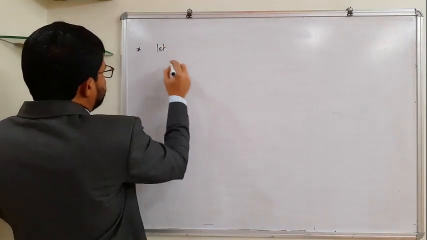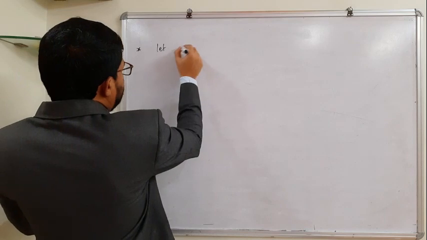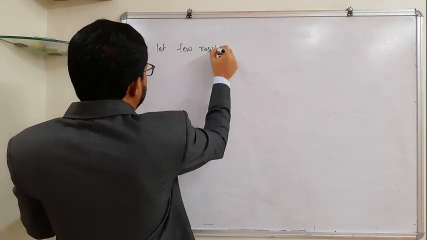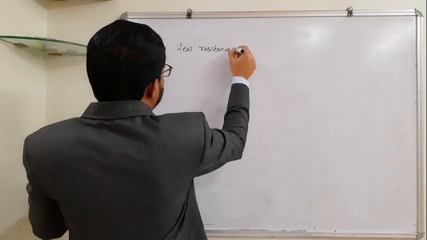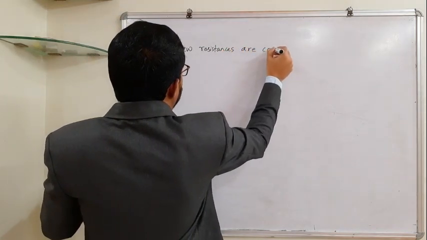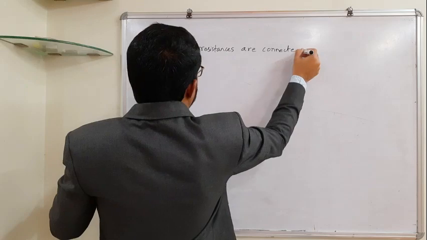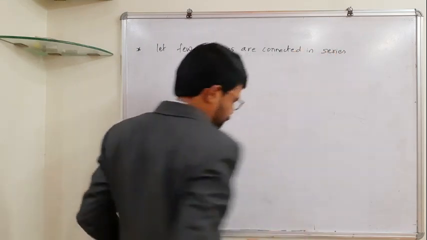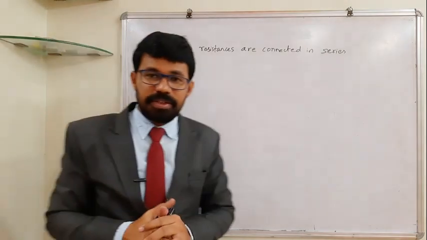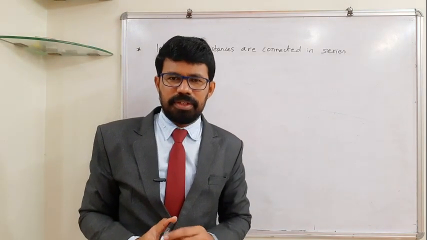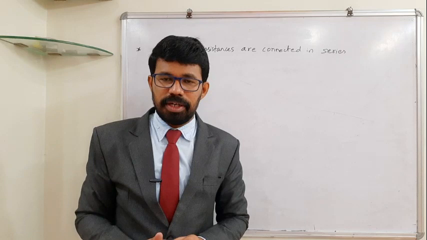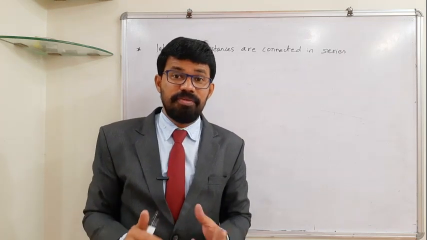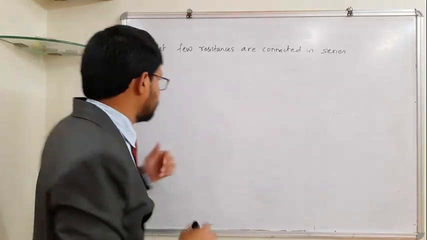Let a few resistances be connected in series. And here I am not mentioning whether all are equal or different. They can be different, they can be equal. If they are equal, power consumption will be the same in all the resistances. If they are different, in which resistance is there more power consumption? Let us try to find out.